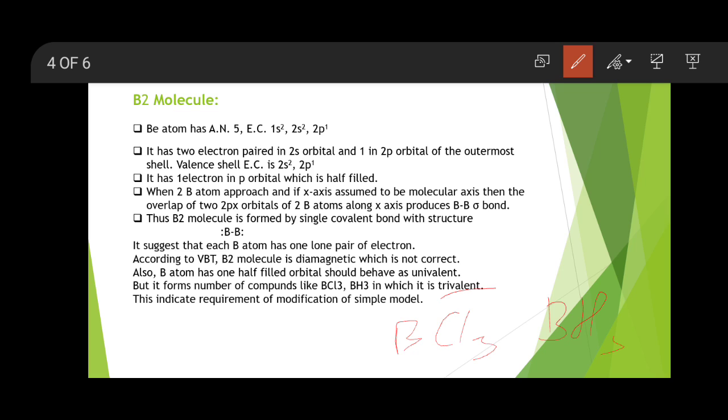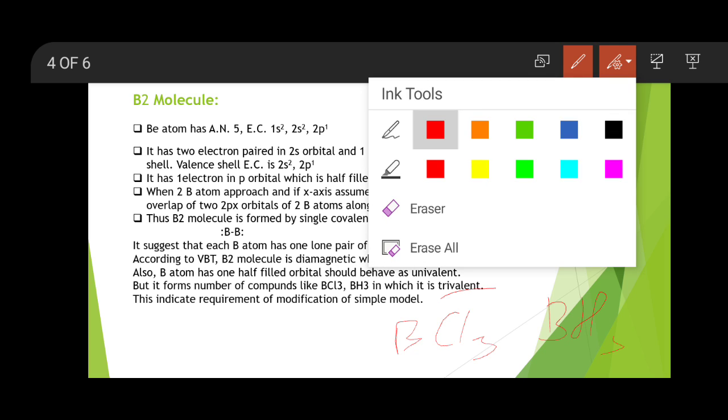So this is about the B2 molecule. In the next video lecture we will see the C2 molecule, N2 molecule, F2 molecule and Ne2 molecule. Okay, so now we will stop here. You are all requested to study up to this point in today's lecture.